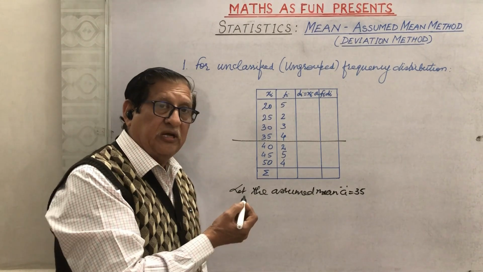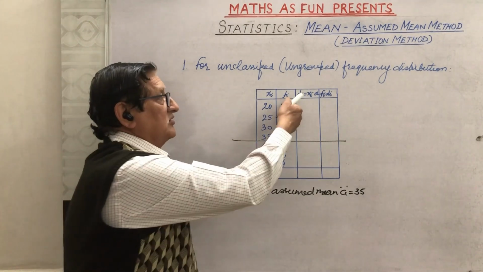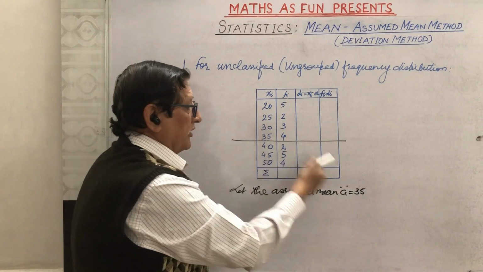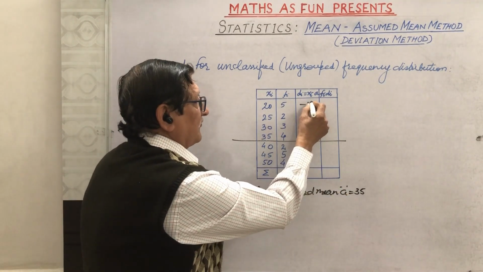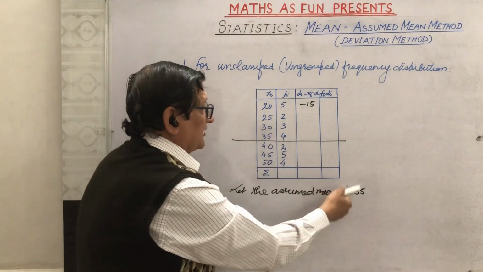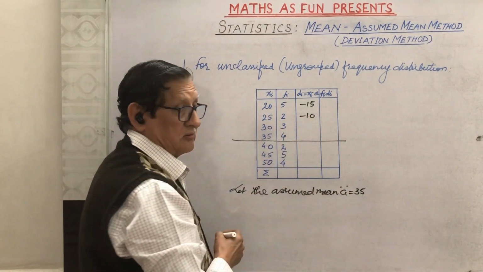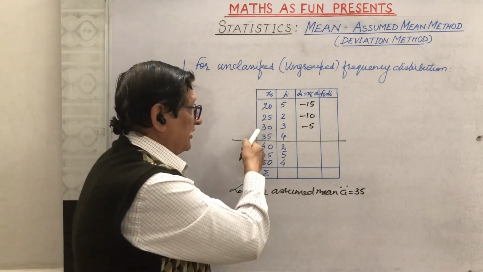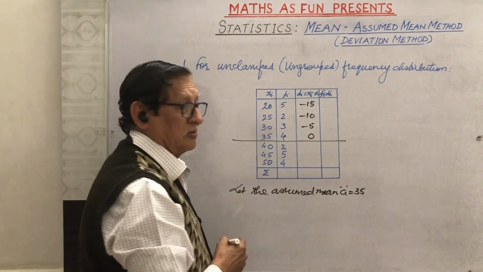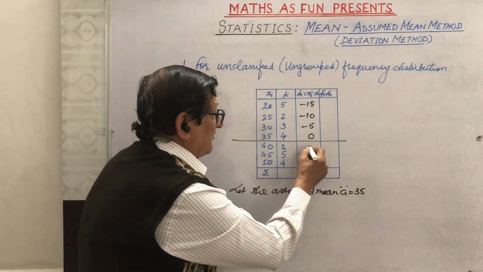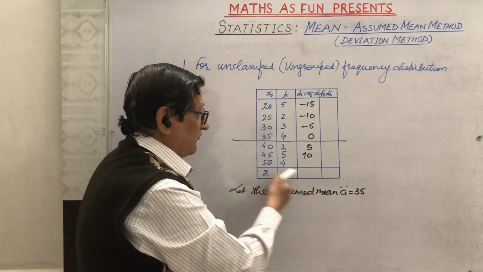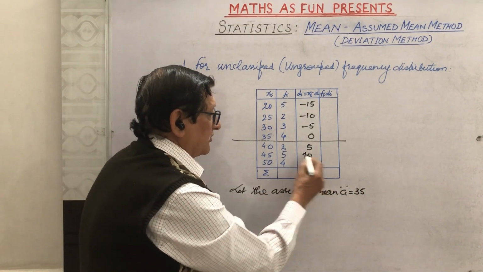Then we have to find di, deviation. Deviation is xi minus A. We'll write here: 20 minus 35 is minus 15. 25 minus 35 is minus 10. 30 minus 35 is minus 5. 35 minus 35 is 0. 40 minus 35 is 5. 45 minus 35 is 10. And 50 minus 35 is 15.